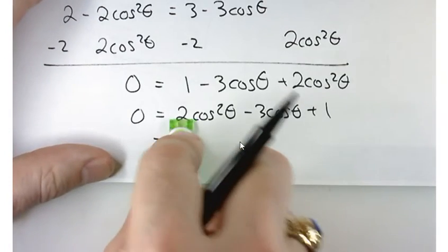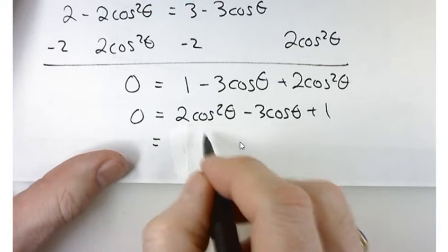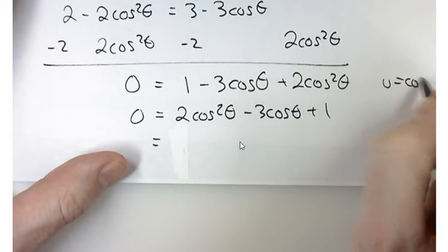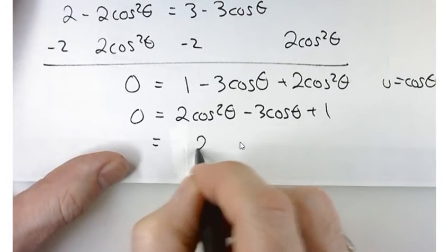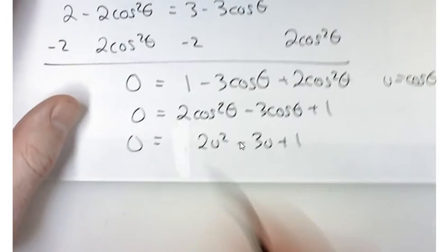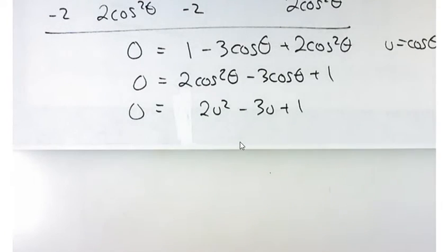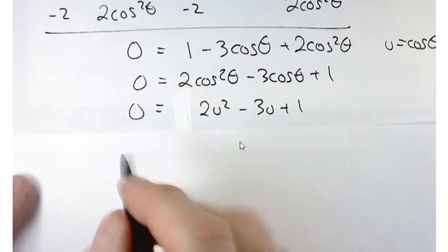It might make it a little bit easier for you to look at. You want to do your U substitution? I think we did this one the other day. Let's just let U equal cosine of theta for the moment. So that's 2u squared minus 3u plus 1. And at least that'll help us get past the factoring part.